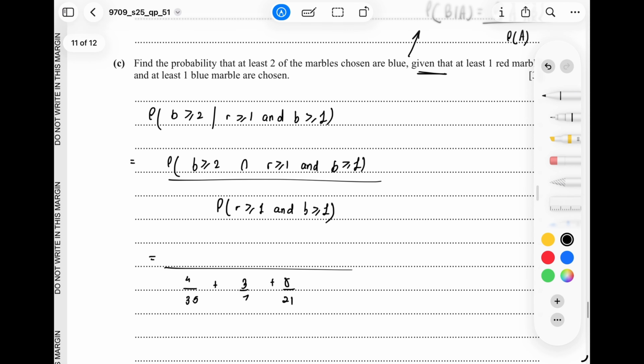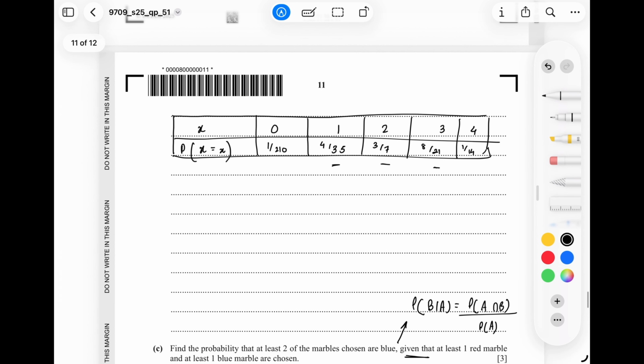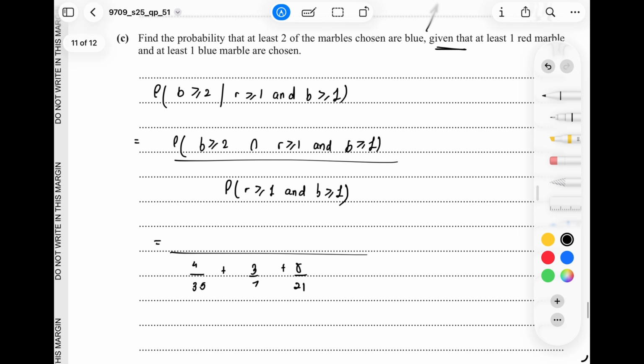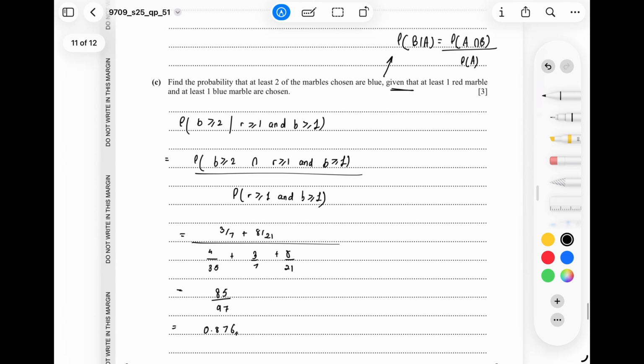Okay, and then the top is this and this, so the intersection. Blue is greater than or equal to 2, which is obviously 2, 3, 4. But we have to find the intersection, which is this and this. So it's just 3/7 plus 8/21. So we're just going to put that in the calculator real quick. You get 85/97, and in decimals, you get 0.876, and that's your answer in 3 significant figures.